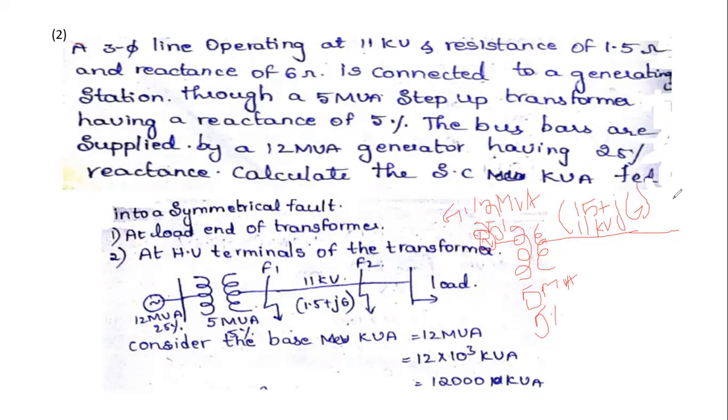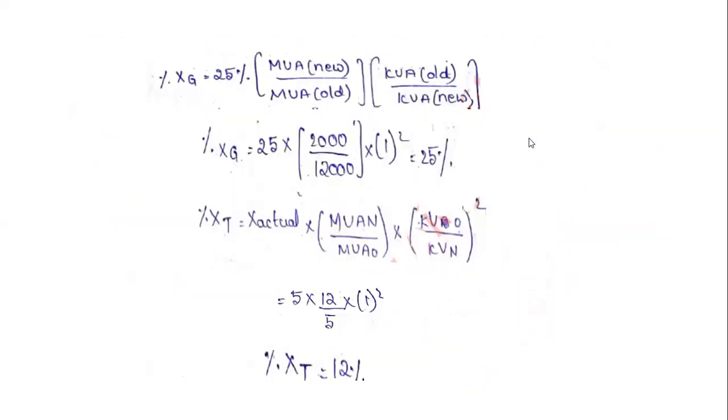Next we calculate the short circuit kVA. First of all, we consider the base kVA. What is the base kVA? The generator MVA is the base kVA. First we convert that MVA rating into kVA. Therefore it is 12 into 10 cube kVA, 12,000 kVA. This is the base kVA. Understand? First we consider the base kVA.